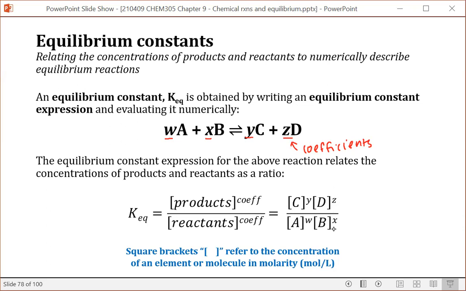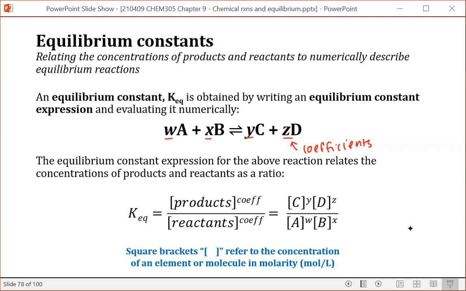And we divide that by the same process for the reactants. So we take each reactant, reactant A, its concentration, which is what those square brackets mean, raised to the power W, the coefficient from the balanced chemical equation. And we take the concentration of reactant B, raised to the power of its coefficient from the balanced chemical equation. And the ratio of the concentration of the products raised to their coefficients divided by the concentration of the reactants raised to their coefficients equals KEQ.